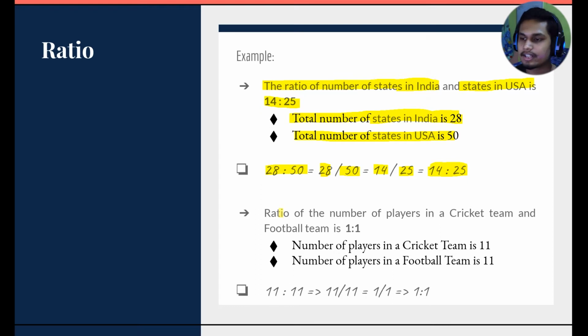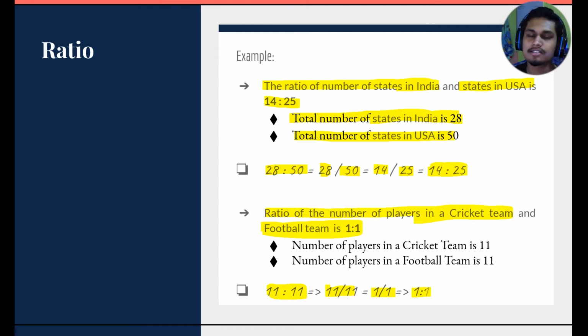Let's move on to the second example, that is the ratio of the number of players in a cricket team and a football team is 1:1. You know, in a cricket team we have 11 players, and in a football team as well we have 11 players. So if we want to see the comparison between the number of players in both the games, we will get the ratio as 11:11. That means 11 by 11. We can cancel out the 11 and we will get the ratio as 1:1.